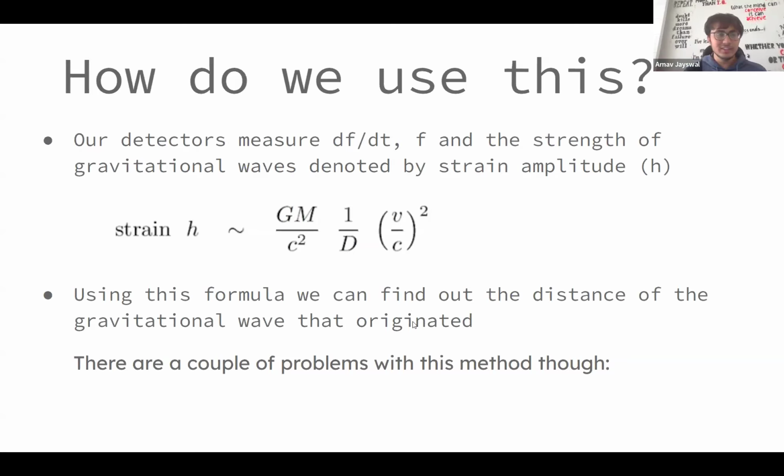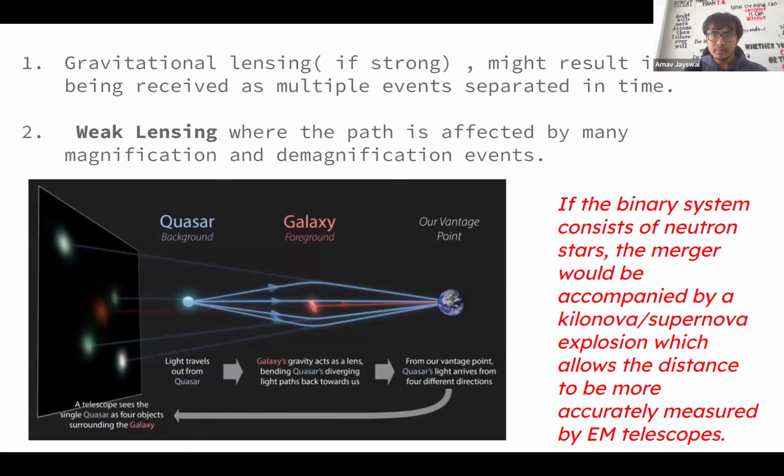But the thing is, this is a very ingenious method, but there's a couple of problems with this method. The problem, I guess, is gravitational lensing. Let me just go over what gravitational lensing is. You can picture gravitational lensing to be very similar to what an actual lens does. So just look at this diagram. Light travels out from a quasar, and supermassive objects in the path of the light act as a lens. They focus the electromagnetic waves emitted from the object which we want to observe. They focus it and send it to earth.